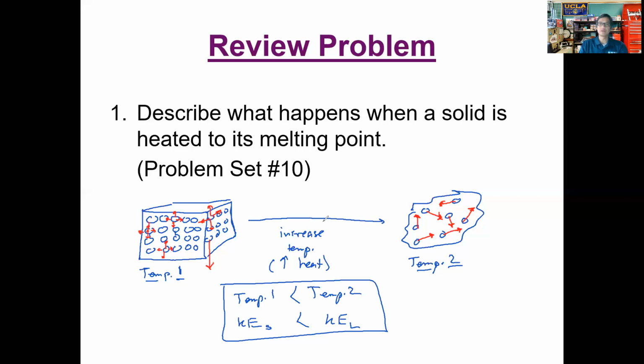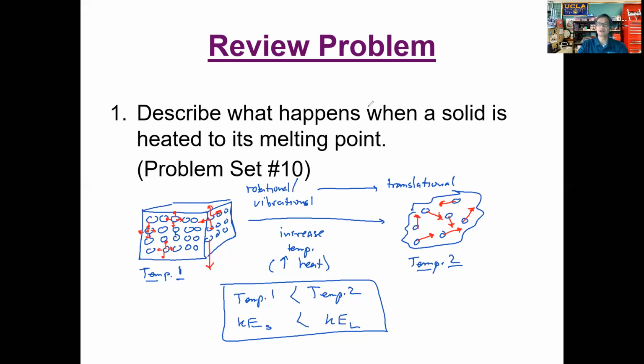At the molecular level, versus the macroscopic level, we're going from rotational slash vibrational motion, this is on the solid side, and we're moving to translational motion on the liquid side. All right, so there it is. We've described what happens to a solid when it gets to the melting point on a macroscopic level.